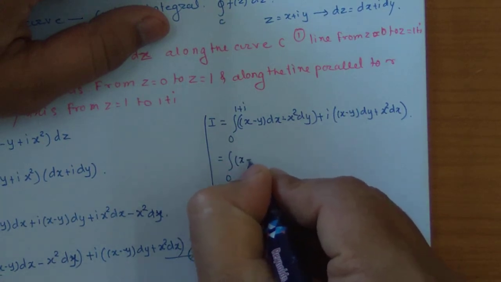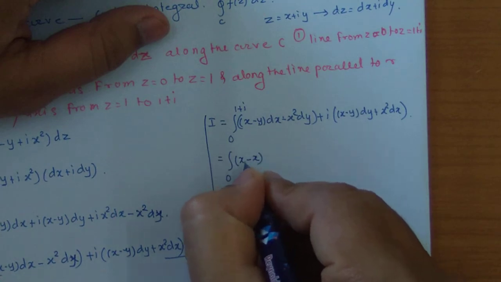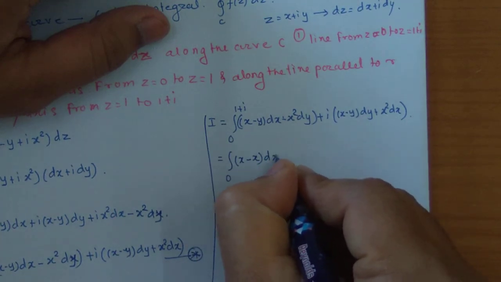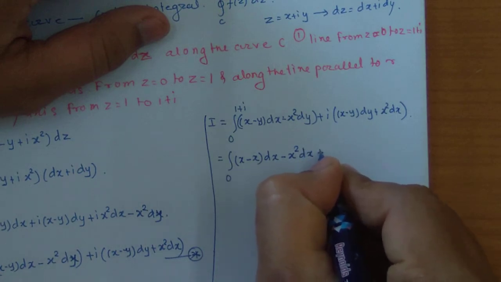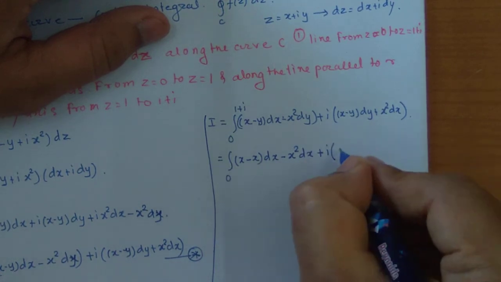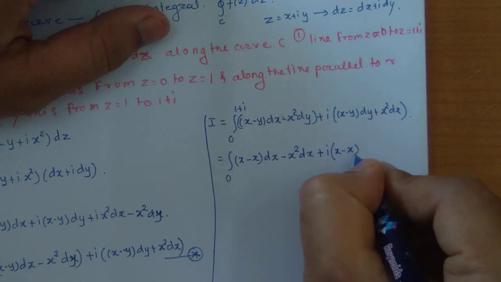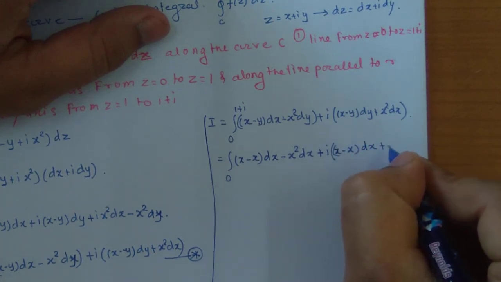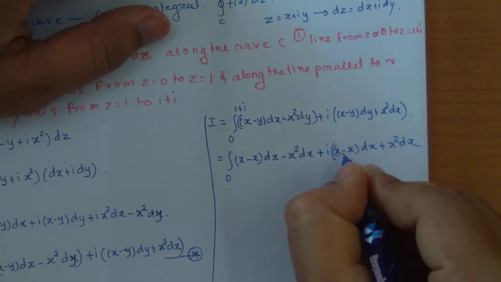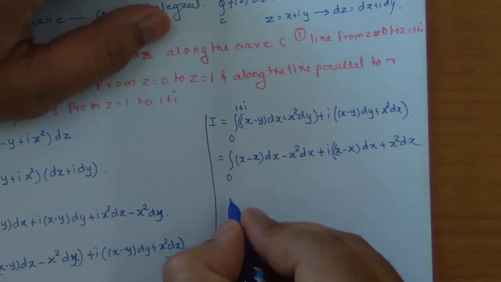So hence we get x minus y is replaced by x, so x minus x is going to be 0. Minus x square as it is, dy is replaced by dx, plus i into bracket. Again the same, x minus x, dy is replaced by dx, so x plus x square dx. So x minus x and x minus x are going to cancel.